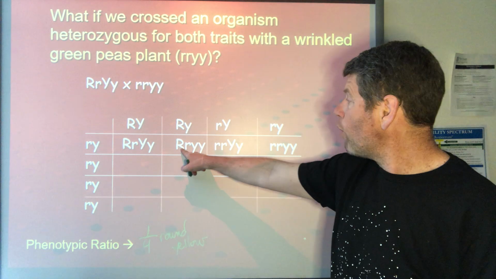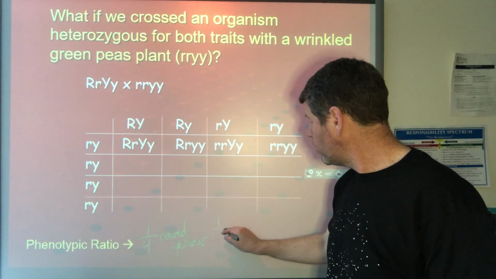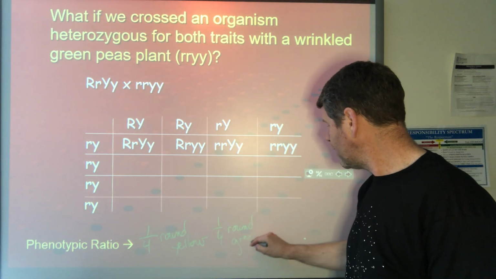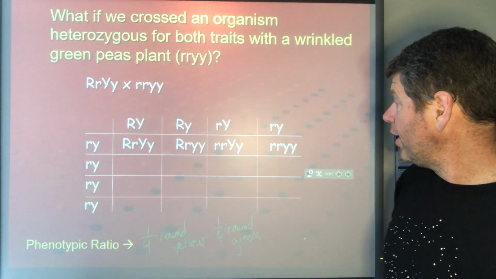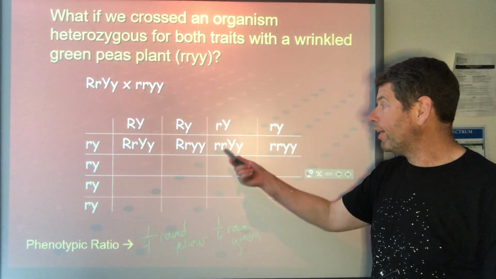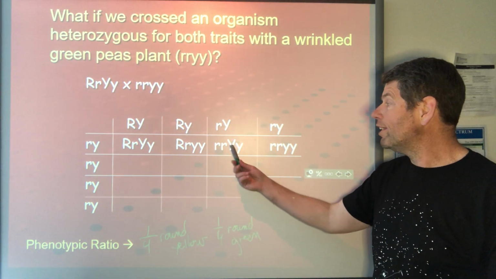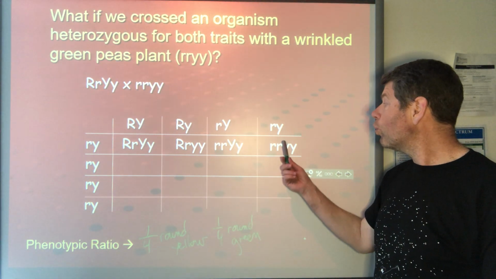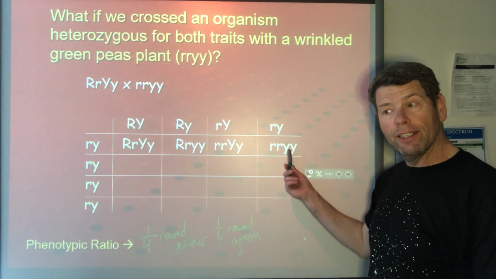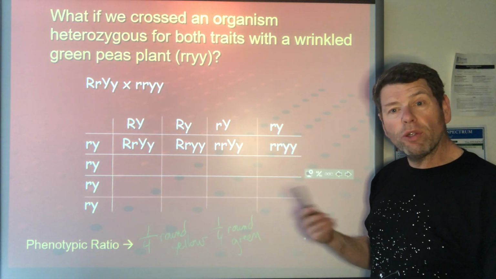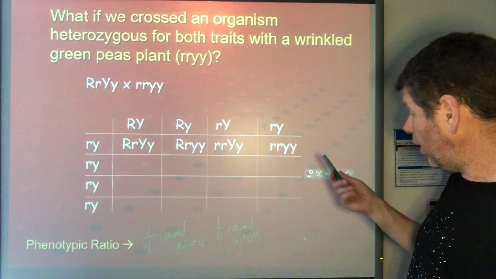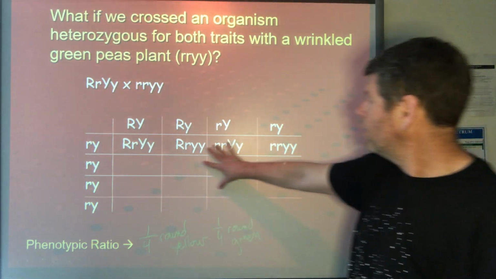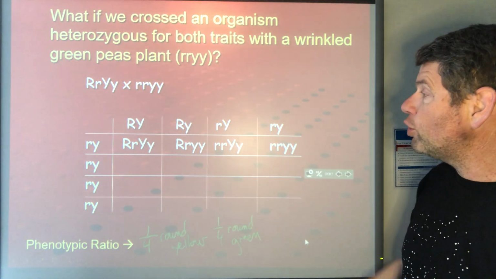Then this is a round green, so 1/4 round green. Sorry if you can't see this very well on the screen. And then, just to continue quickly, we would have 1 wrinkled yellow, 1/4, and we'd also have 1/4 wrinkled green. So there we go. That would be the phenotypic ratio that's predicted in the offspring of those parents. But notice how we don't have to do a huge Punnett square. We only have to do a 4x1.